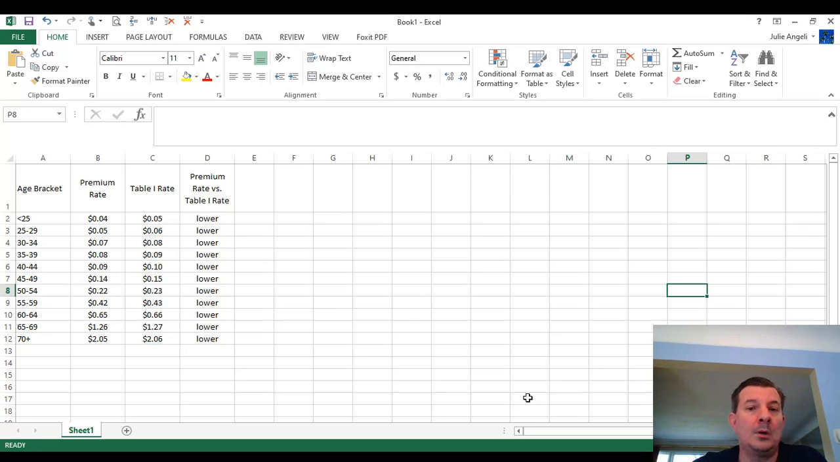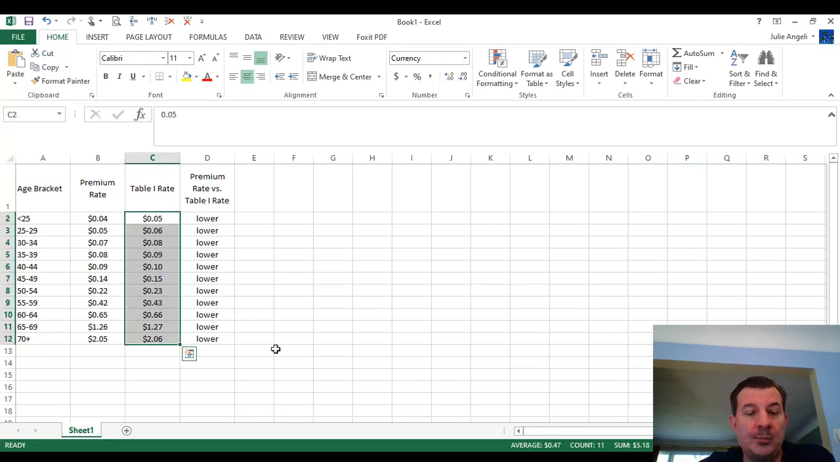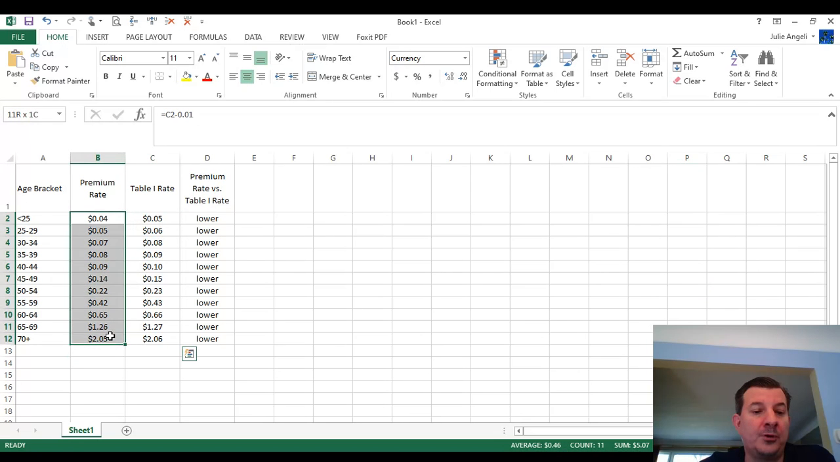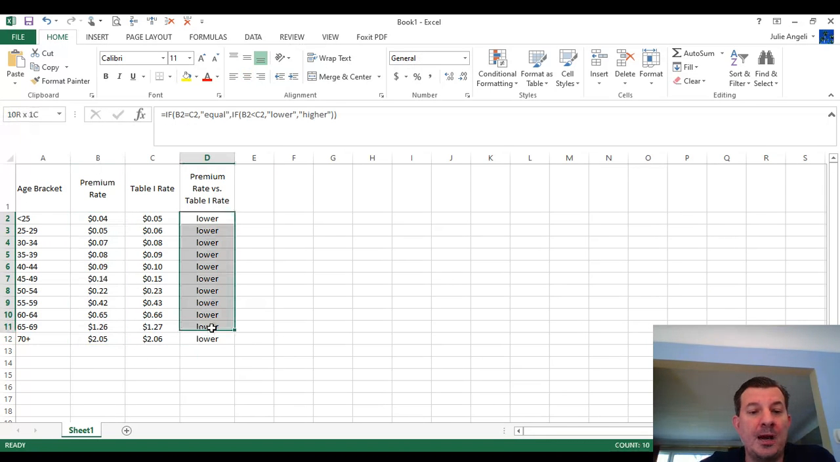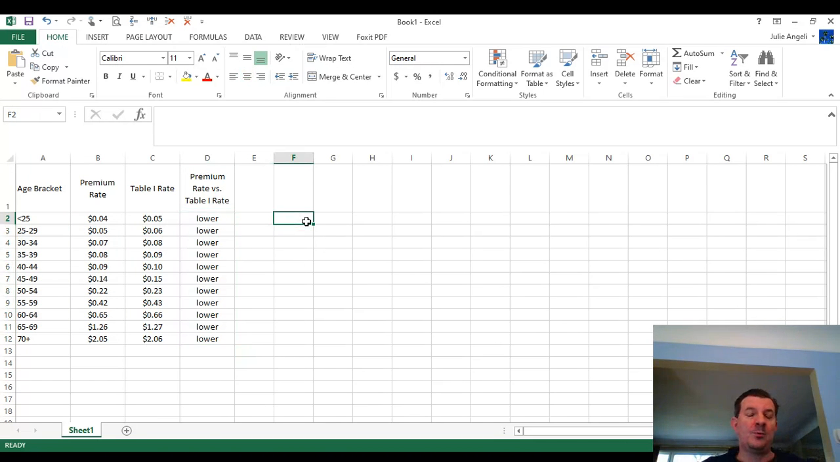And so what I illustrated here is a hypothetical set of premium rates, all of which are exactly 1 cent lower than Table 1. So here are the Table 1 rates. Here are the hypothetical set of premium rates. And here we have a brief comparison, just a little formula comparing one versus the other. If they're equal, it'll say equal. If the premium rates are lower than Table 1, it'll say lower. And if they're higher than Table 1, it'll say higher. In this case, we've got all the rates 1 cent below Table 1. That's fine. This is not a straddle.